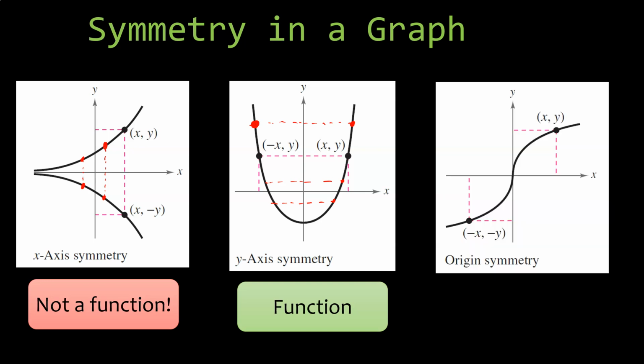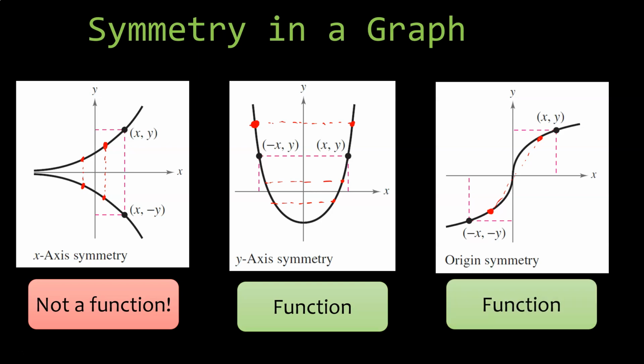The next example you see here is an illustration of symmetry with respect to the origin. For any point (x, y) on the graph, there is another point across from there, and that point has the opposite of x and the opposite of y. So it has symmetry with respect to the origin. This also passes the vertical line test, so this graph is a function.